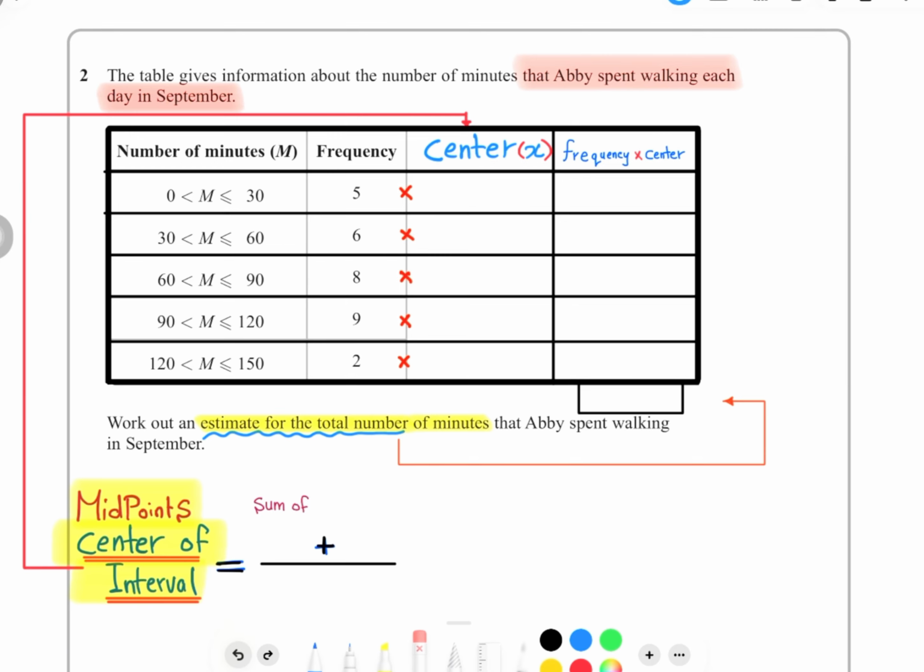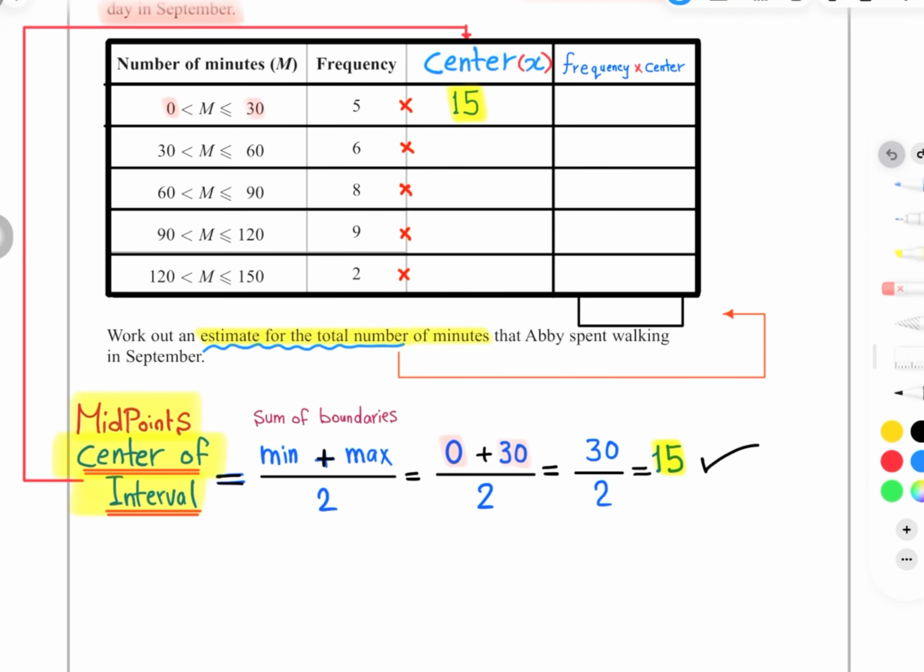We do this by adding the two boundary values of each interval and dividing it by 2. For example, for the first interval, the two boundaries are 0 and 30. To find the midpoint, we add 0 plus 30 and then divide by 2, which is 30 over 2, which is 15. For the second interval, the midpoint will be 30 plus 60 divided by 2, which is 90 over 2, which is 45. This is the second midpoint, 45.